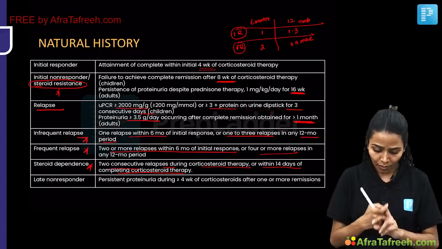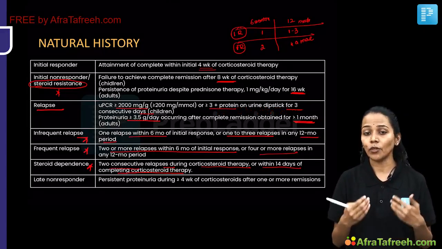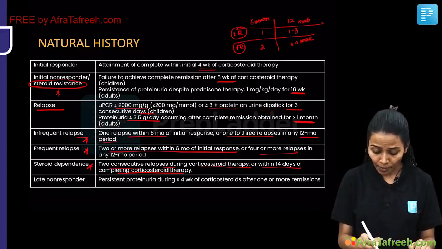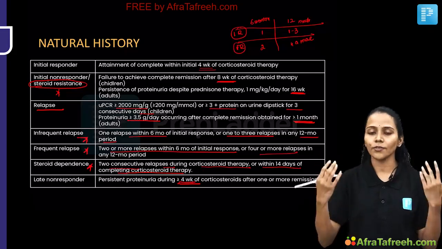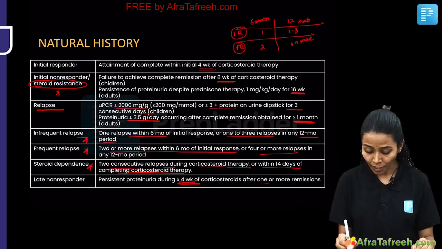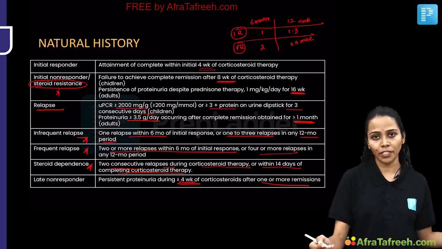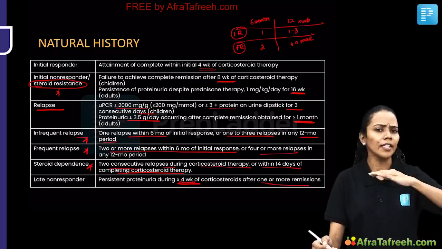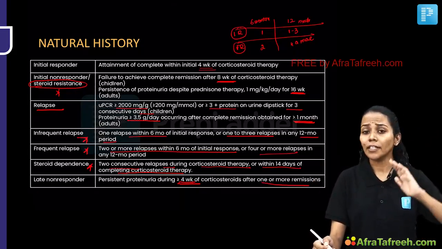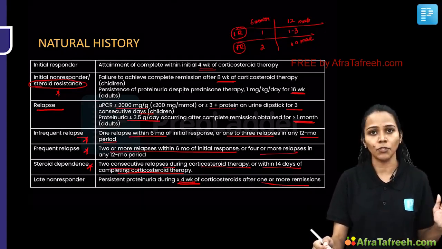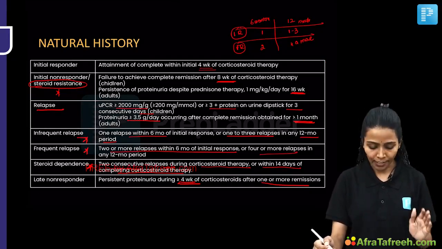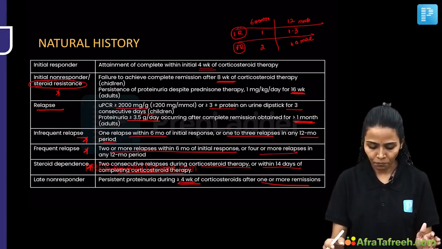Okay. Now the other one is late non-responder. What is a late non-responder? Persistent proteinuria that occurs for more than 4 weeks of steroid therapy after achieving one or more remissions previously. That is, previously when you gave steroid, they achieved remission in 4 weeks. But this time, even after crossing 4 weeks, they are not achieving any remission. So this is called a late non-responder.